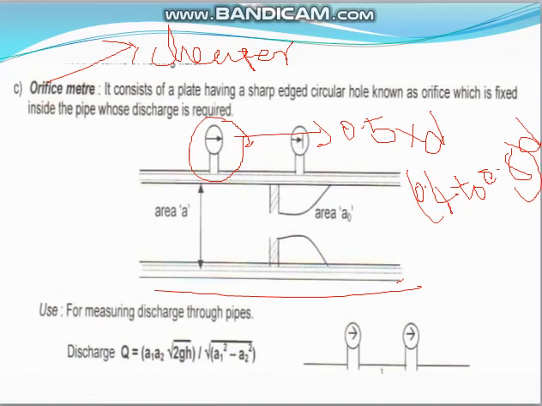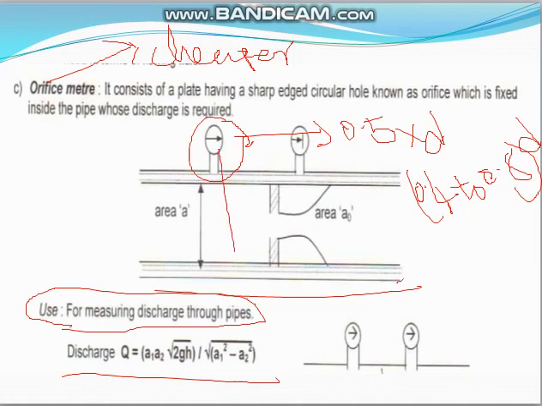So this is the orifice meter, which is used for measuring the discharge through the pipes. Same equation here also: Q is equal to A1 A2 square root of 2GH by square root of A1 square minus A2 square. Here A1 is the area of pipe at section 1, and another one is section 2. So this is about the orifice meter.